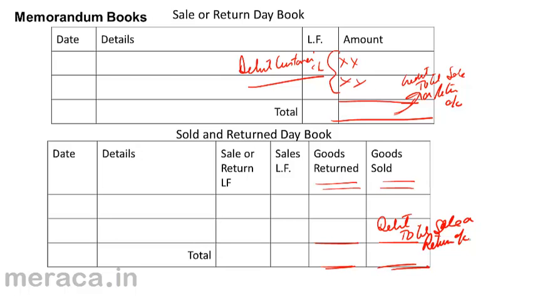Total sale or return account is debited. Individual customers accounts are credited.